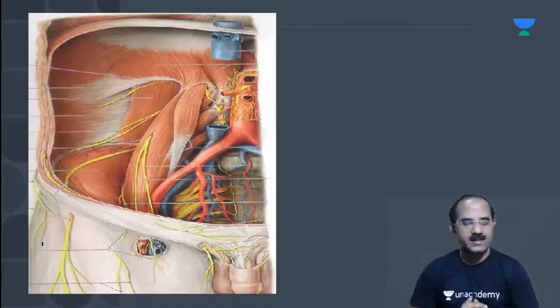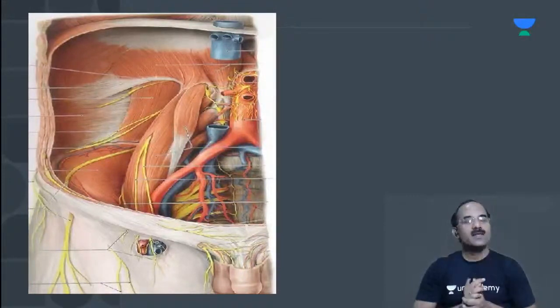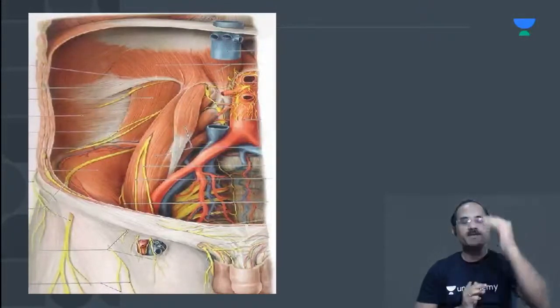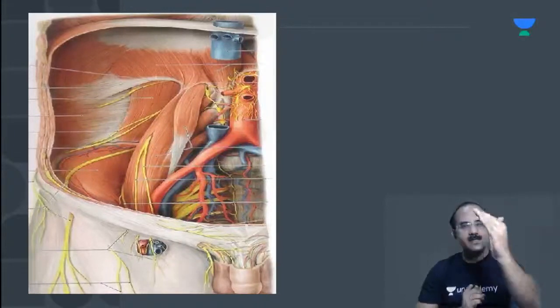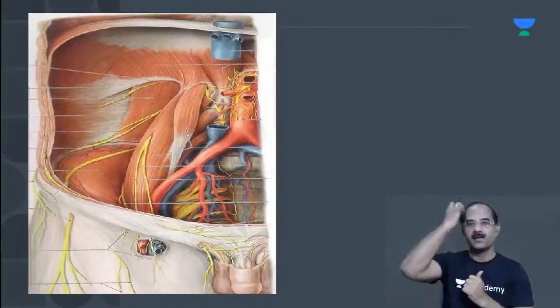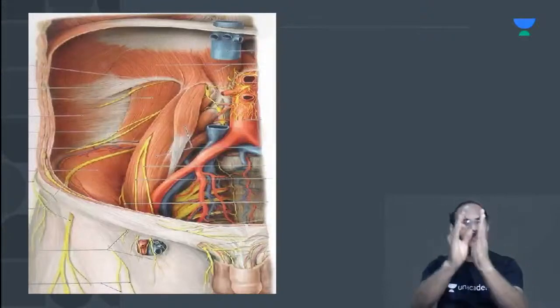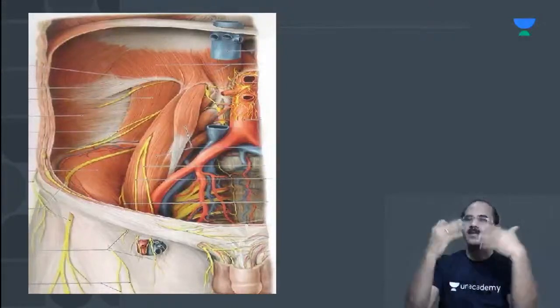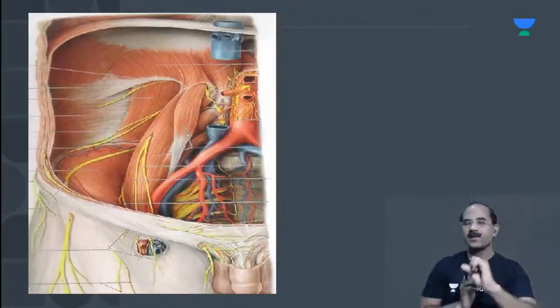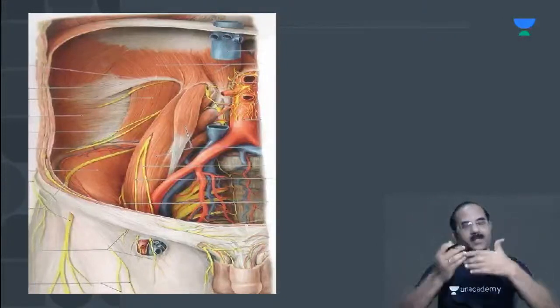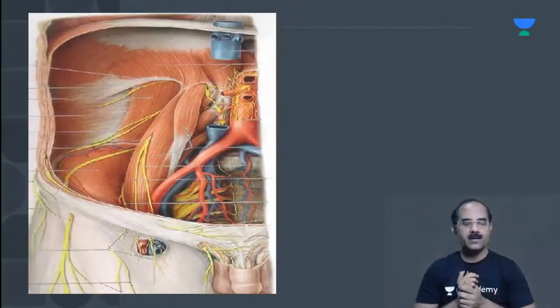Yes, these are the splanchnic nerves. Very good. We have three splanchnic nerves: the greater splanchnic, the lesser splanchnic, and the least splanchnic, right? Now, what are these splanchnic nerves which pierce the crus and come into the abdomen?